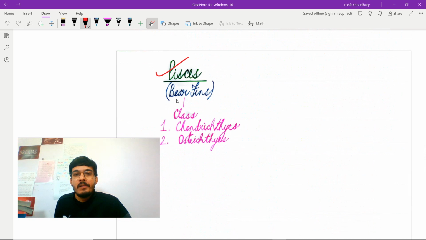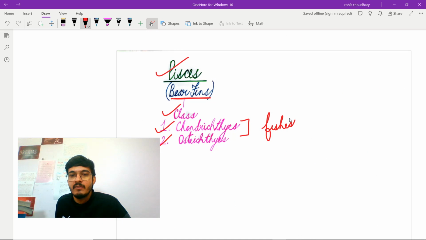Pisces, they bear fins. And it has 2 classes, namely Chondrichthyes and Osteichthyes. And these are the classes of fishes. Chondrichthyes means the endoskeleton of the fishes is made up of cartilage. Osteichthyes means the endoskeleton of the fishes is made up of bone.